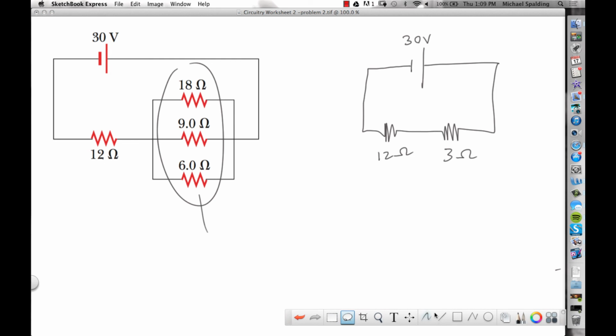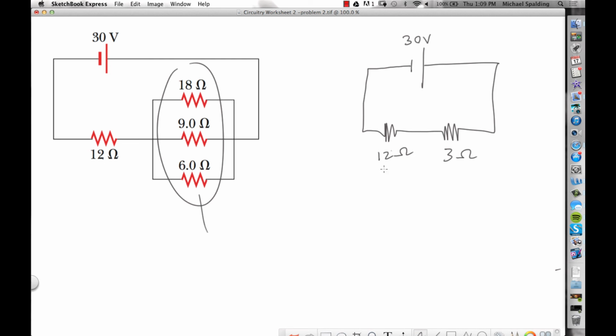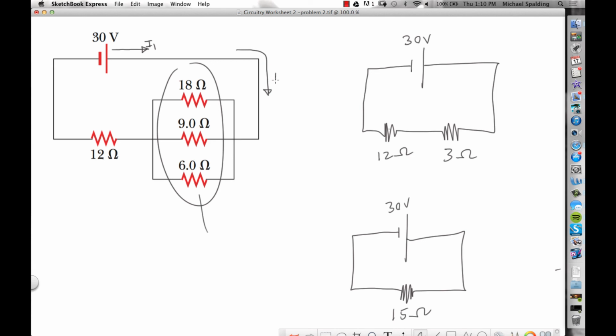Okay, now, so moving on. So we have this diagram now, and then let's just simplify it again. How do you simplify a 12 and a 3 in series? These are in series. You add them. So that's 15 ohms, 30 volt. Now let's label our currents. The current out of the battery is I1, right? So I1 goes around like this.